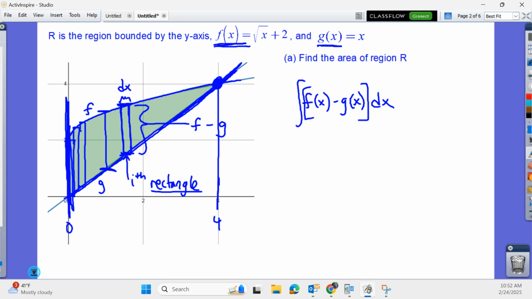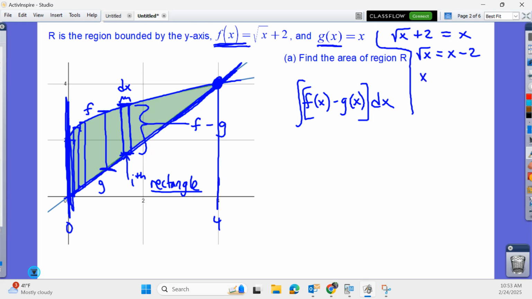So I'm going to show that work. I'm going to say square root of x plus 2 equals x, and I'm going to solve. To do that, I want to get rid of that square root. So I'm going to isolate the square root. I'm going to square both sides.